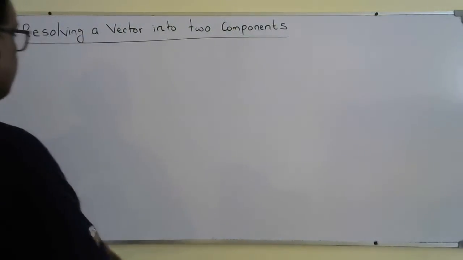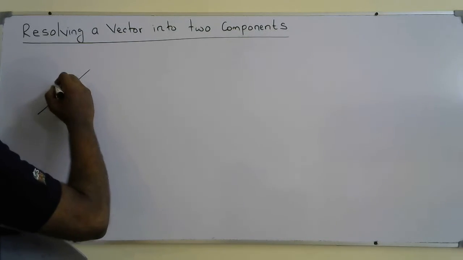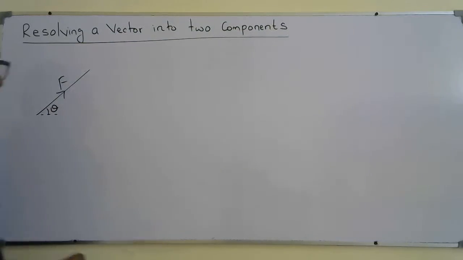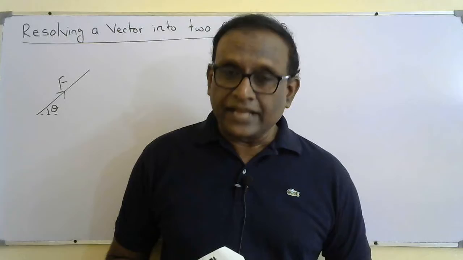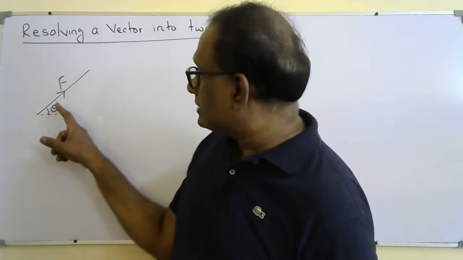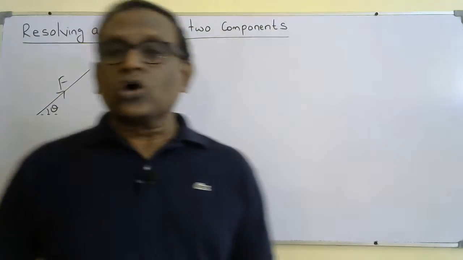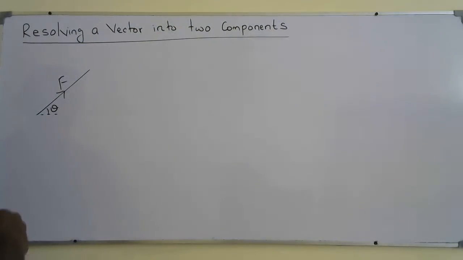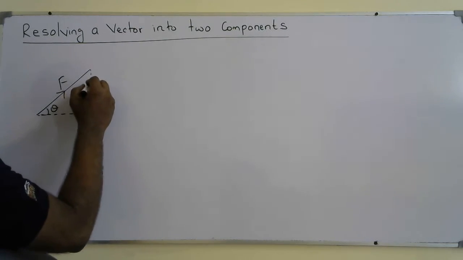Say for example, if a force is a vector, so I'll take F as a vector that makes an angle theta with horizontal. You know that the force F could be shown by a straight line with an arrow according to a scale. I can draw a right angle triangle by using this given force.